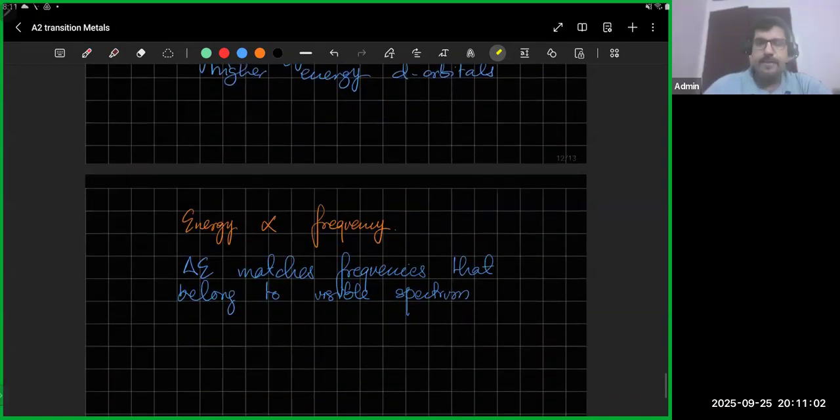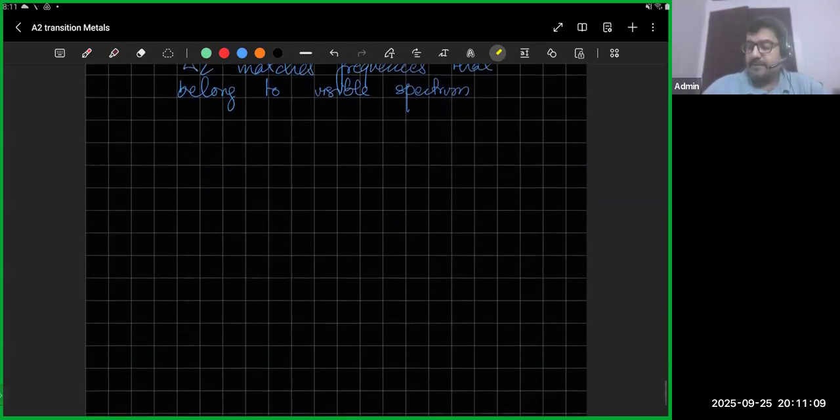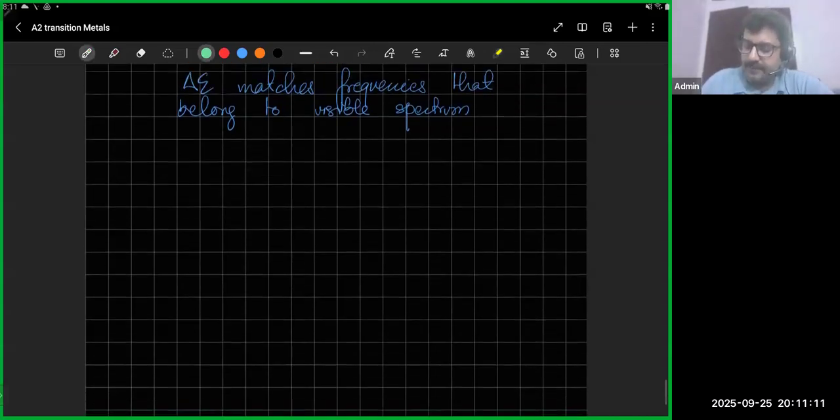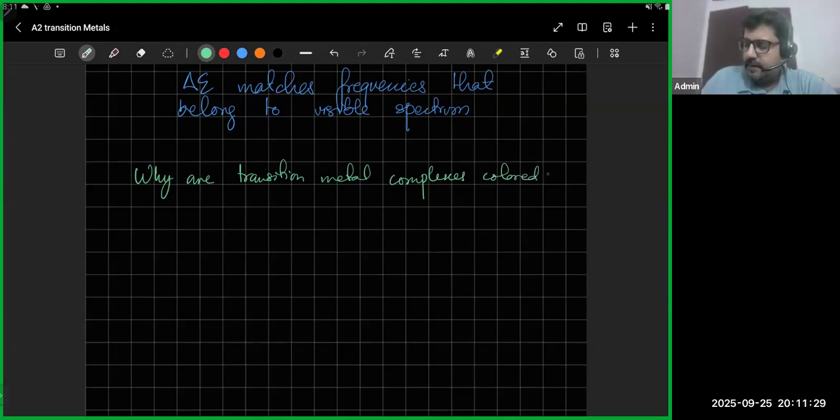So we wrote down that energy is proportional to frequency, so it exactly matches frequencies that belong to the visible spectrum. The answer that you're going to write, I'm going to write that answer now. It's going to be a 3-4 mark question. So the first question is, why are transition metal complexes colored? That is exactly what they're going to ask.